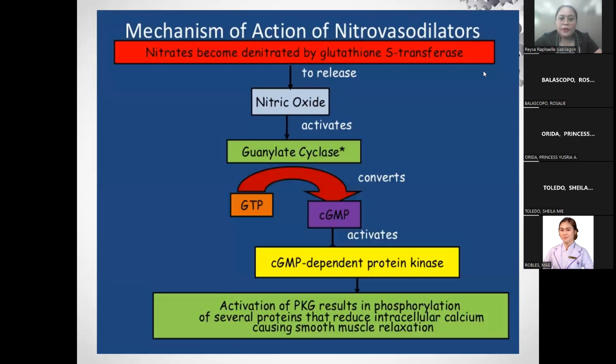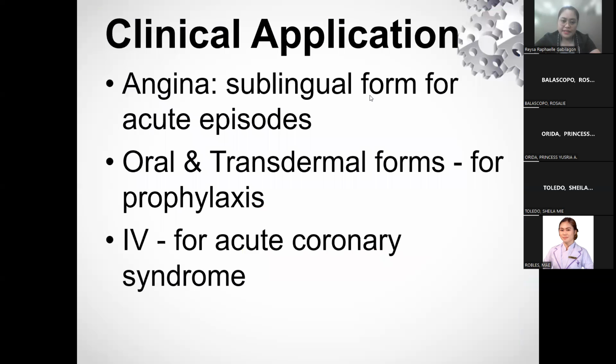Okay, so how about the mechanism of action? We have the release here of nitric oxide, which results in the relaxation of the smooth muscle of the blood vessels. If the blood vessels relax, therefore there will be vasodilation. And if there is vasodilation, class, it can help in increasing the blood supply in the heart muscles.